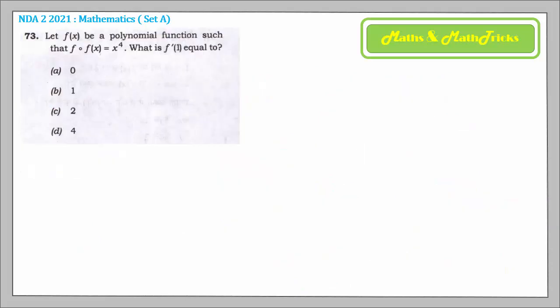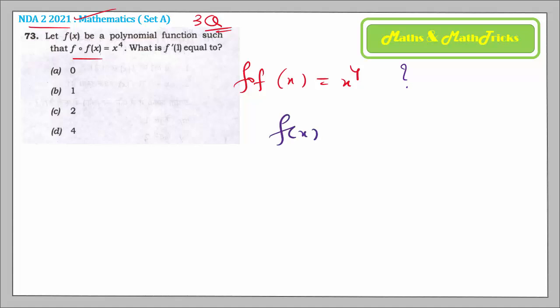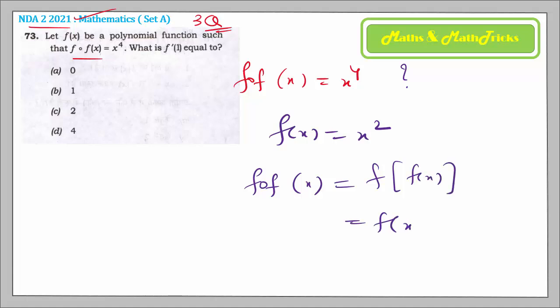Coming on to the last question for this session from the NDA 2 2021 paper. Yes, in this paper there were 3 questions on derivatives, and in the NDA 1 2021 paper there were 4. Okay, so quickly look at this function. There is a composite function f composite f at x equals x to the power 4. Can you think when the composition of f with itself will be x power 4? Obviously, when f of x is x square, f of f at x will be f of x square, which is x to the power 4. Agree? That's why we quickly imagine that the function f of x is x square.